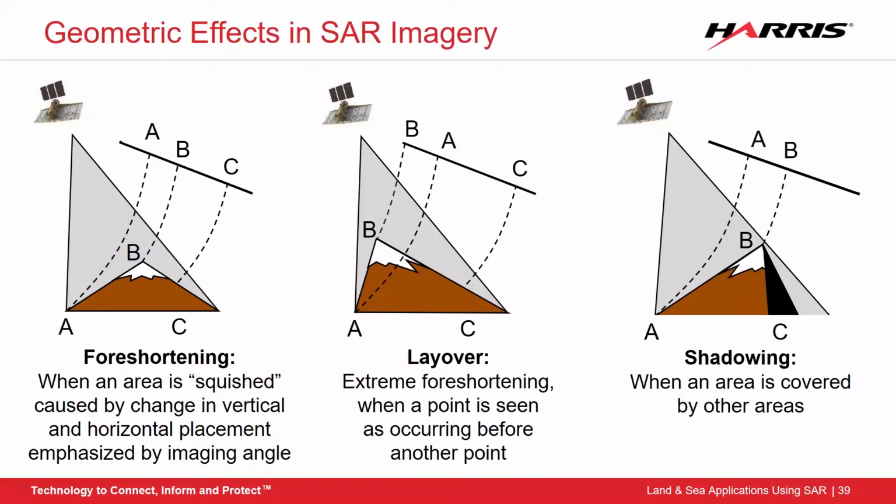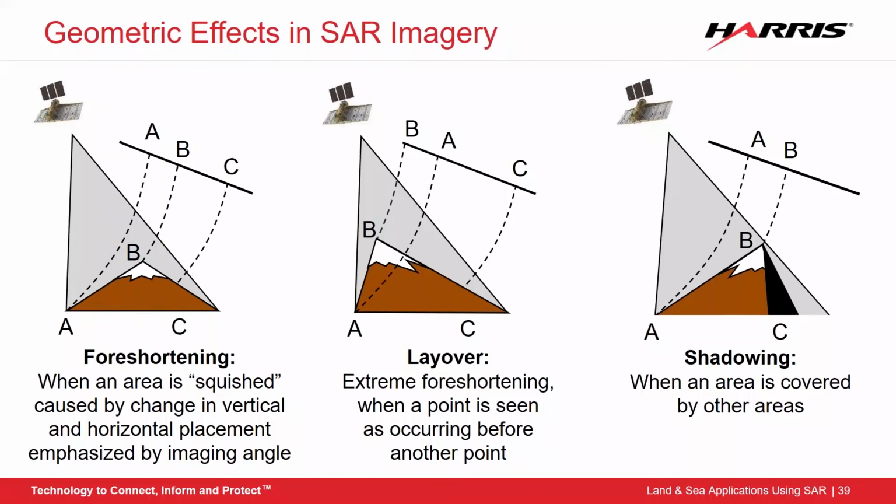So as you can see on the image to the far left, B looks as if it's much closer to A than it should be. The second example is layover, which is an extreme version of foreshortening, where the geometry combination of satellite and terrain makes it seem that points further away are returned to the satellite first, thus making them seem closer. So if we look at the middle image, B is now moved in front of A. Lastly, we have shadowing, where you're unable to pick up specific points as they are hidden by the terrain.